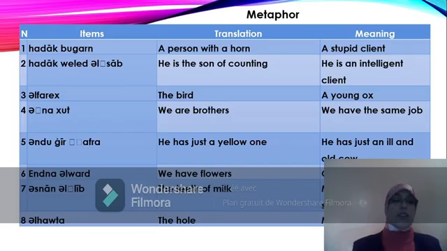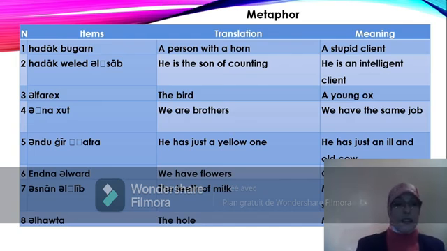Item number 5, عنده غير صفرة. He has just a yellow one, so the color yellow. Now the meaning, he has just a new and old cow. This is an intermediate that maybe we need to interpret in order to reveal the secret message. Item number 6, عندنا الورد, which means we have flowers. So the meaning, our meat is fresh. This is a butcher who wants to sell his meat.